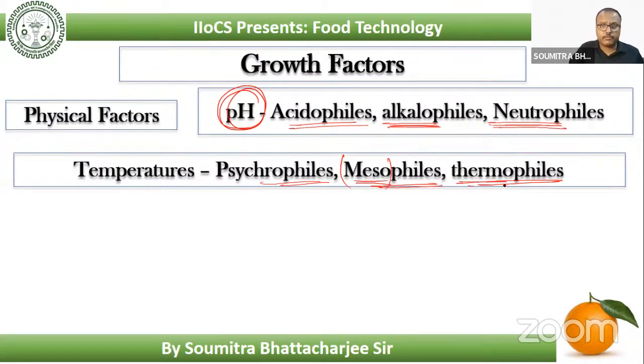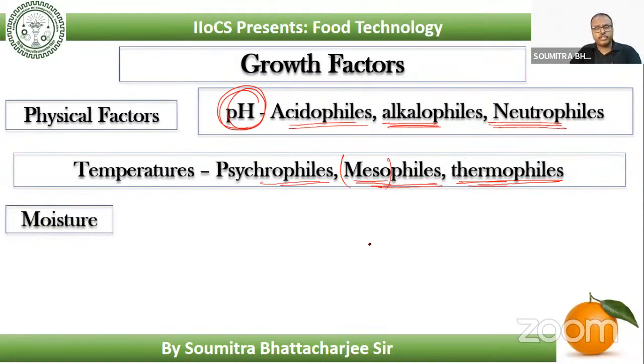And what is a thermophile? A thermophile is a heat-loving kind of organism. Those organisms which love high temperatures or heat, we represent as thermophiles in that case. Okay, so next we can say moisture.